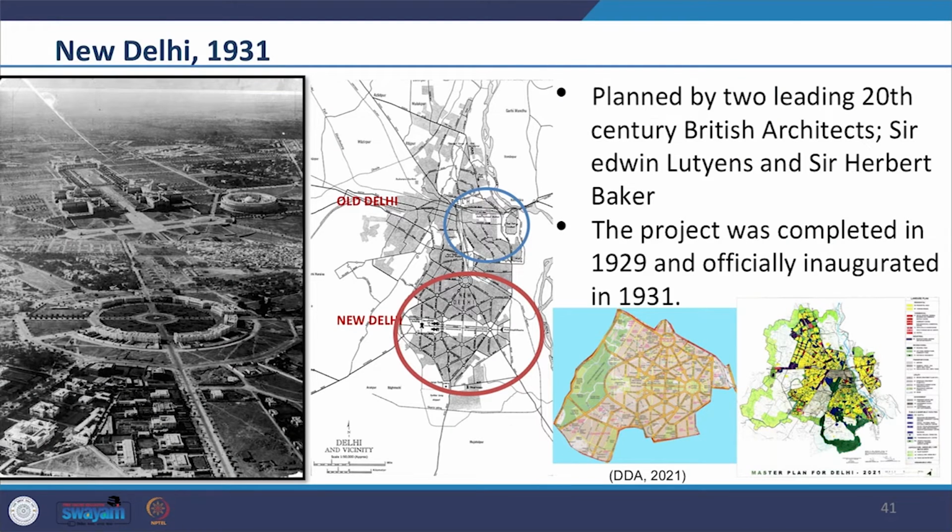We further see that New Delhi, the capital of British India, was the last addition to the formally built cities of Delhi. It was built after 1911 AD by the British as a symbol of their political power and dominance over the Indian subcontinent. Planned by two leading 20th century British architects, Sir Edwin Lutyens and Sir Herbert Baker.